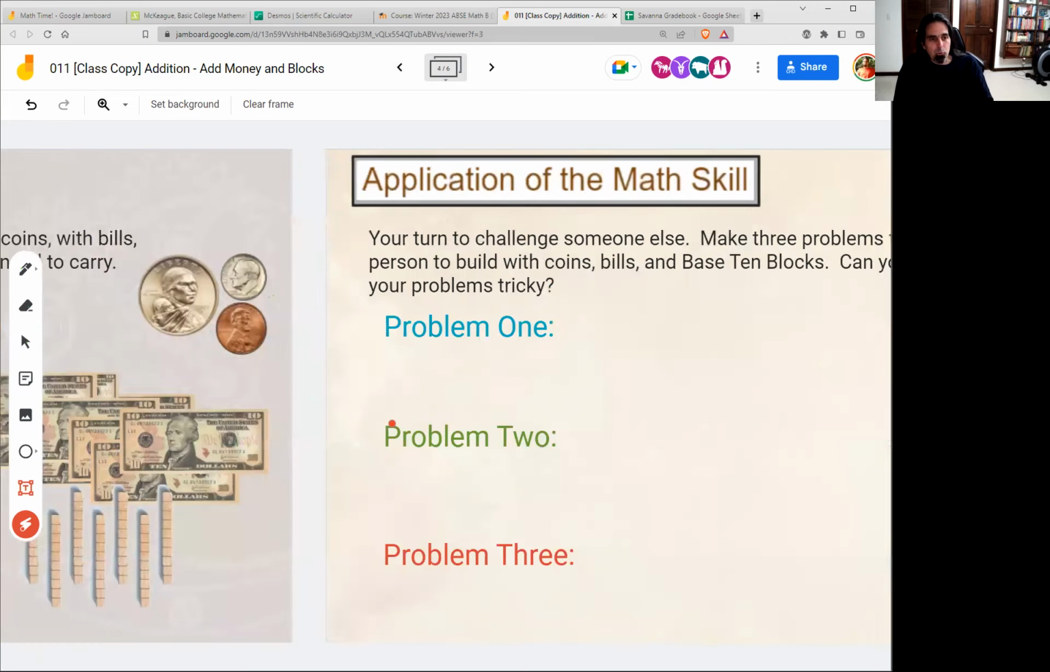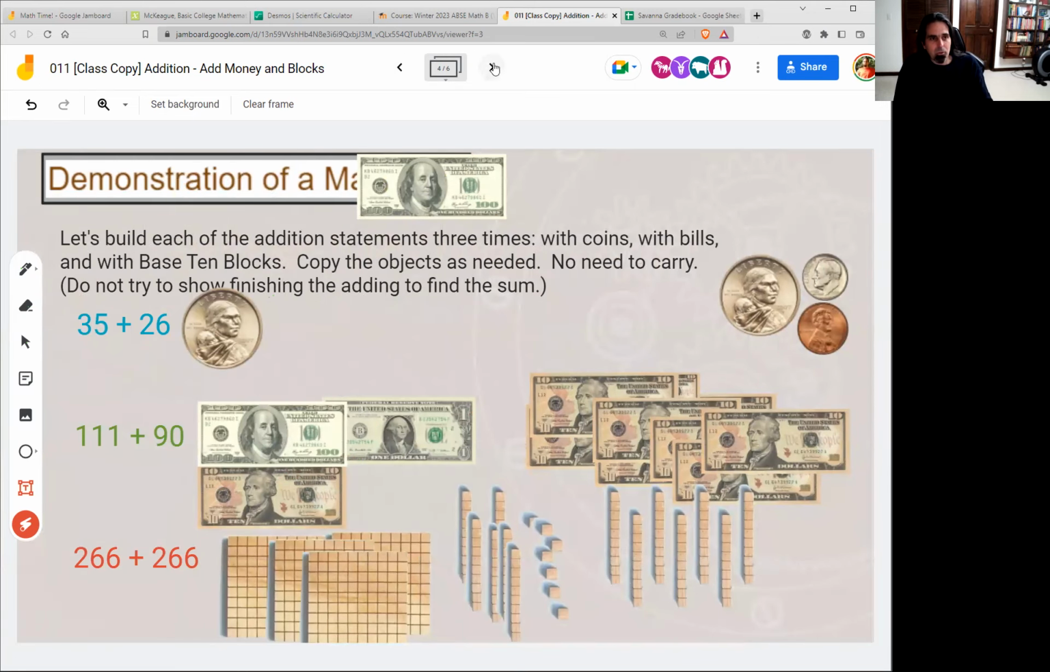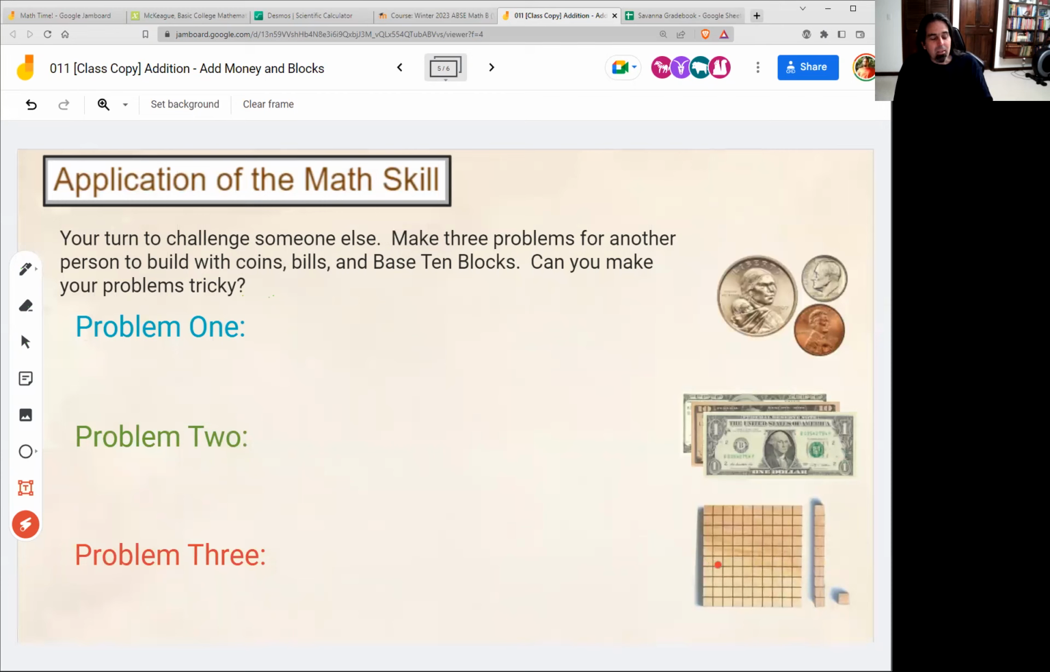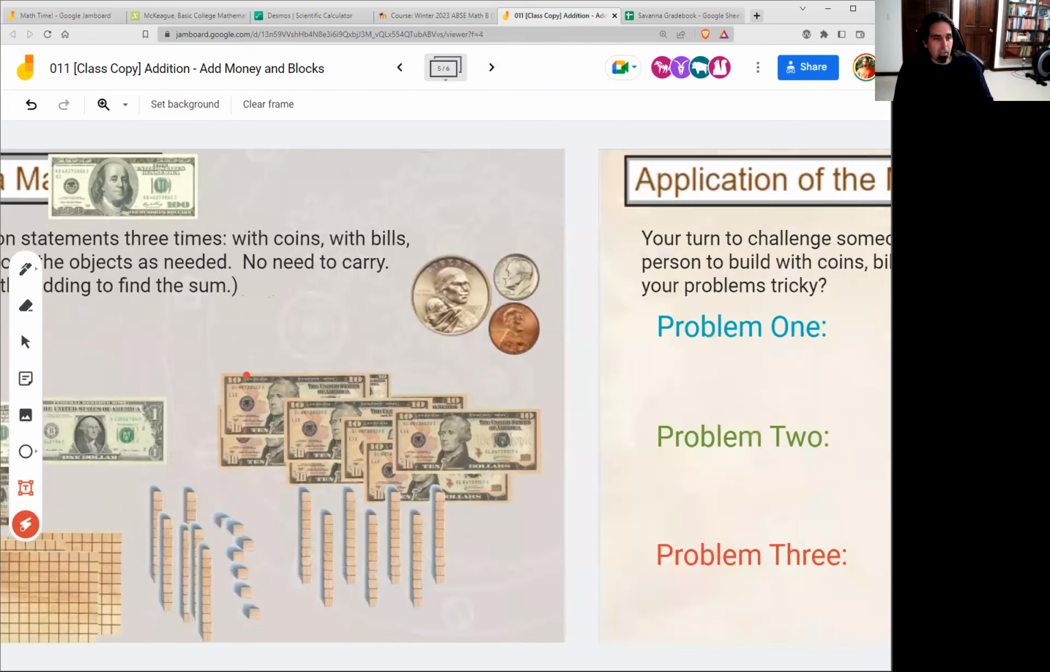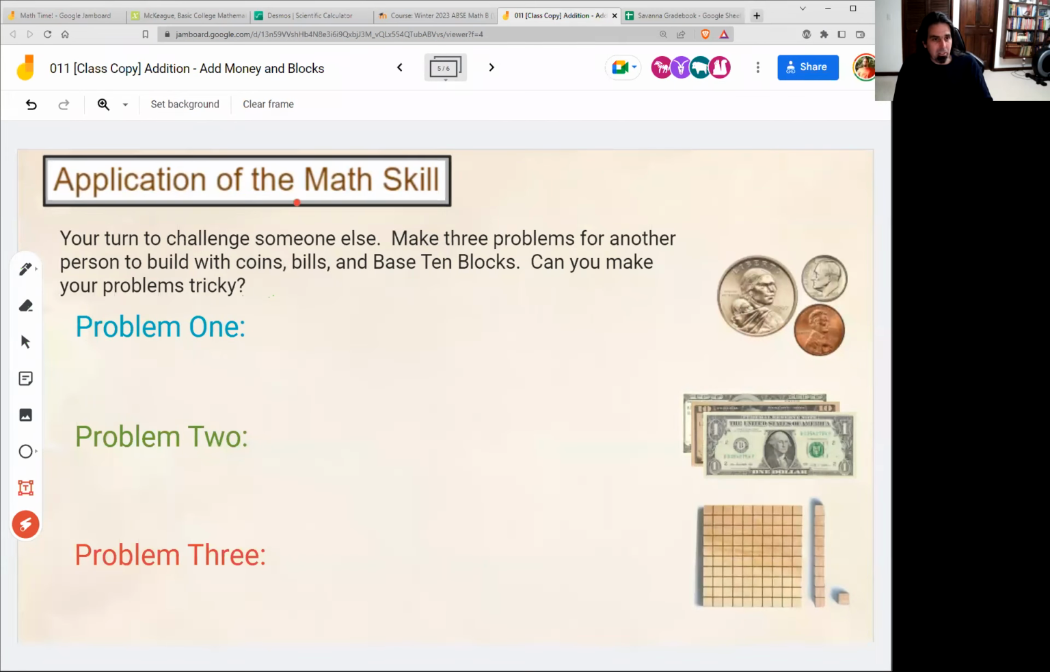We didn't really have room to try and do any of these in more than one way, so good job. Can you make your problems tricky? Can you pick different numbers from what I used that are harder to make with someone's choice of coins or bills or blocks? Or are any 2 addition problems equally easy to make?